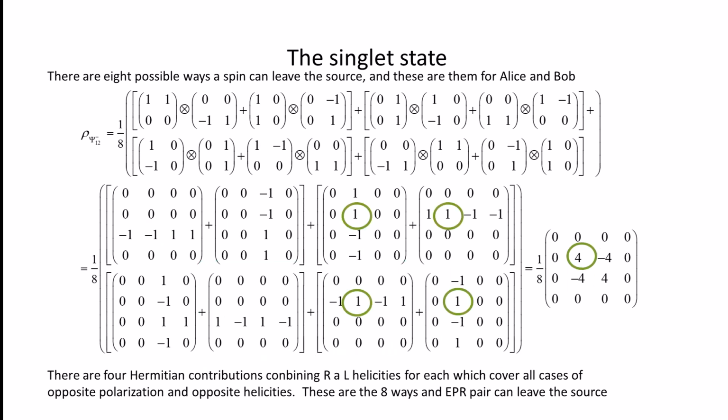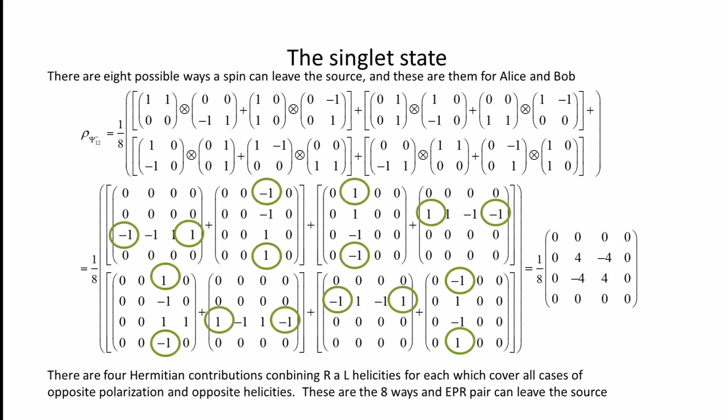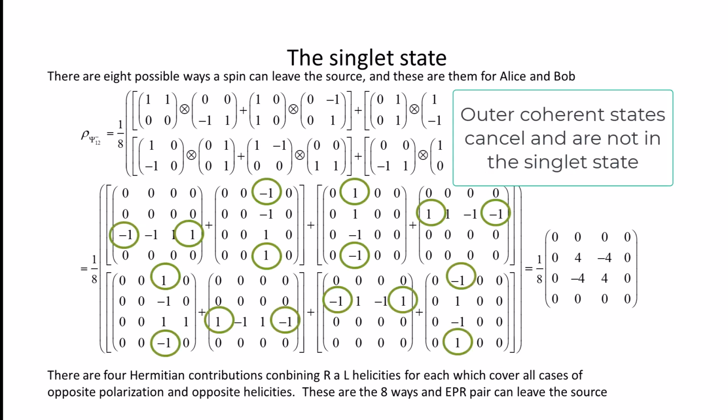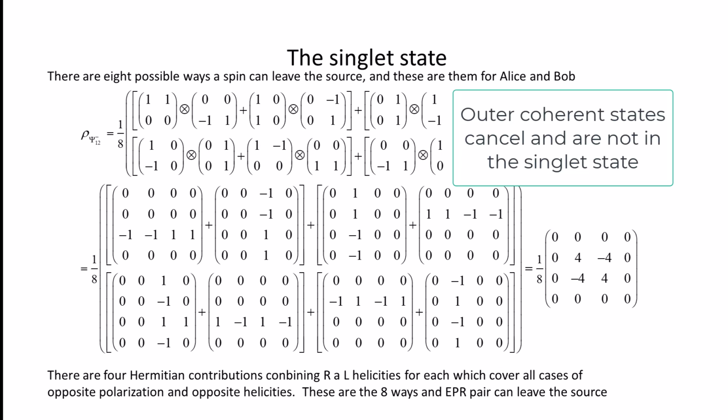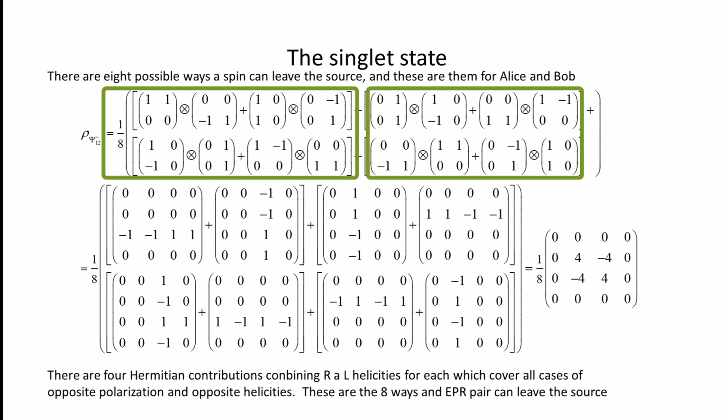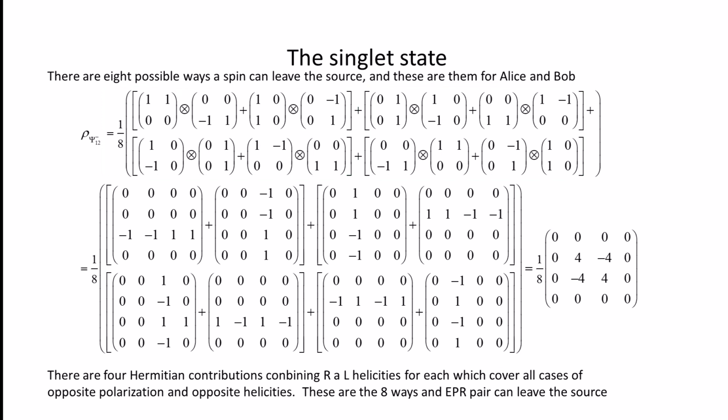Now add the diagonal terms that give +4 for each one of those 2 diagonals shown. There are 4 components. Those 4 components are the usual singlet state. All the other terms cancel, like this set and that set, etc. So there is a cancellation of correlation when the products are added. This means the correlation in the parts is greater than in the sum. Note how these terms all have the same polarization, but change the helicities, and all cases are covered.